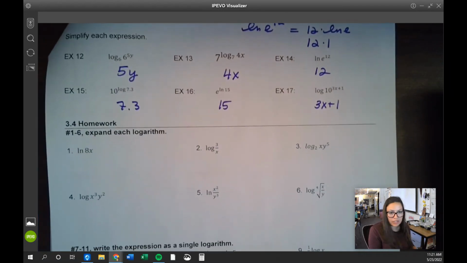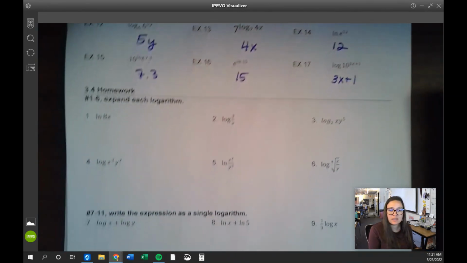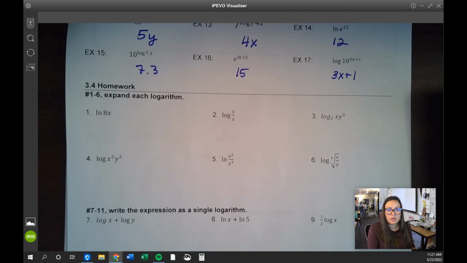So you are going to work on the 3.4 homework, which is on page 13, just page 13. And we will do our final lesson tomorrow.